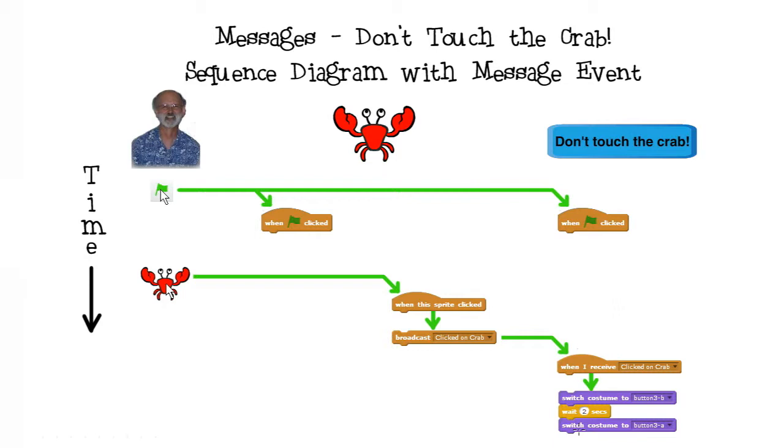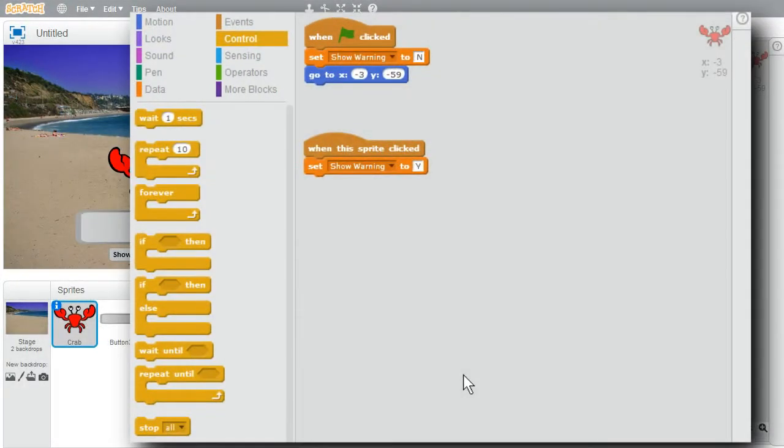It doesn't need the show warning variable because it has its own handler that's called when a clicked on crab message is broadcasted by the crab. The crab is letting the button know it was clicked on. This is a very easy way for sprites to communicate to each other, just as the crab is communicating to the button. I'll make the changes now back in Scratch.